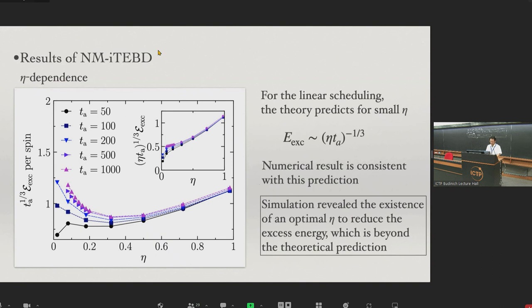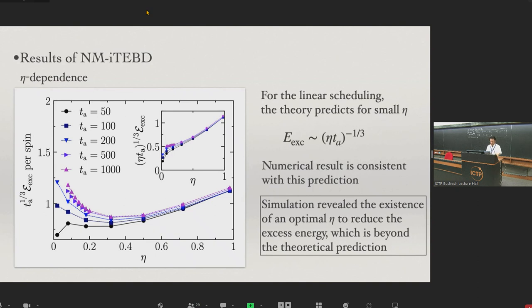In addition, we found that there is a minimum of the excess energy as a function of eta. This implies that there is an optimal strength of system-bath coupling to reduce the excess energy. This is not explained by the theory, because the theory uses the perturbation expansion, so the theory doesn't predict the non-monotonic behavior in eta.